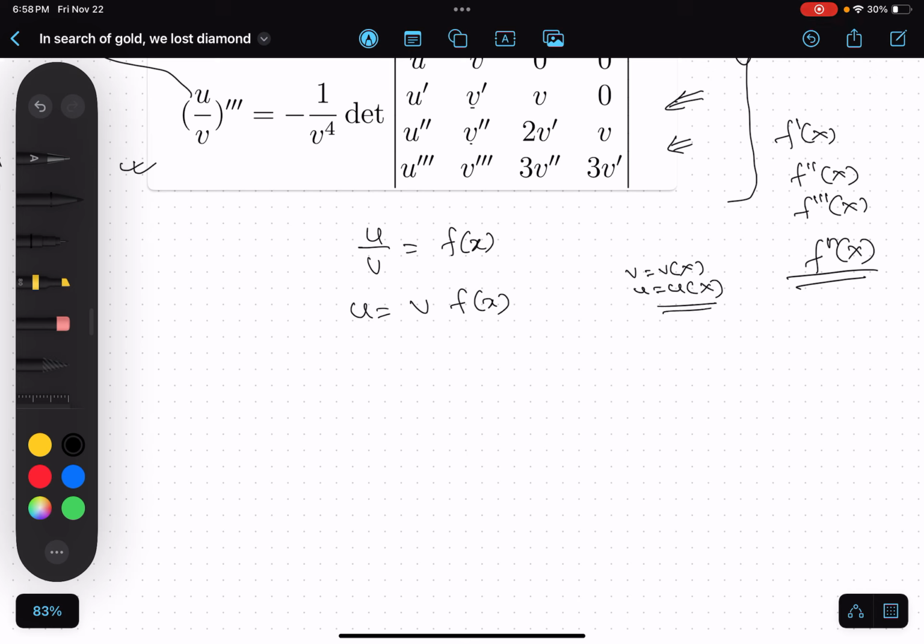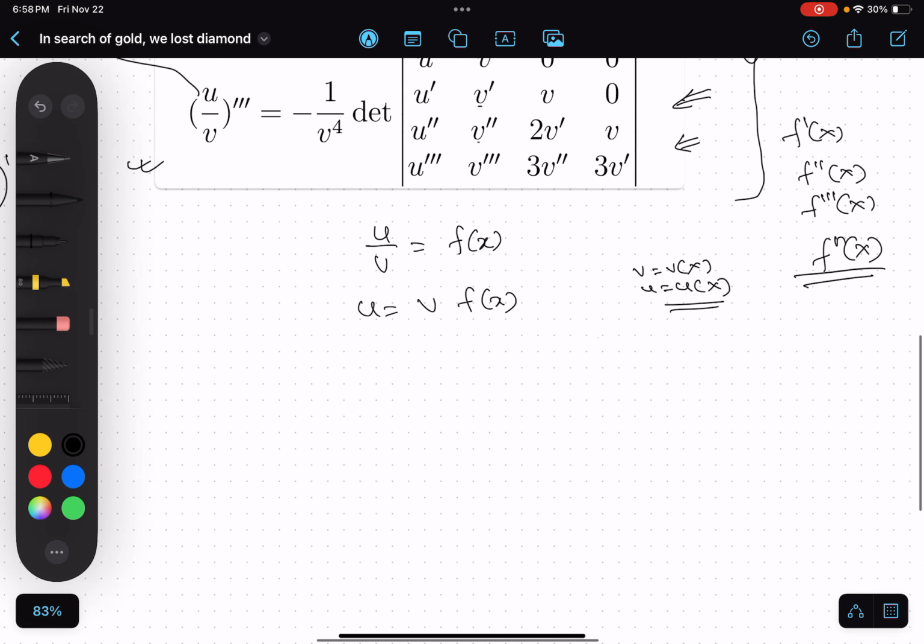Okay. Now what I'm going to do is differentiate both sides with respect to x. The derivative of u will become the derivative of v times f of x plus v times the derivative of f of x, right? Okay, now using this, how can I find the derivative of f of x? Over here it's easy, you can actually find f of x is just u by v.